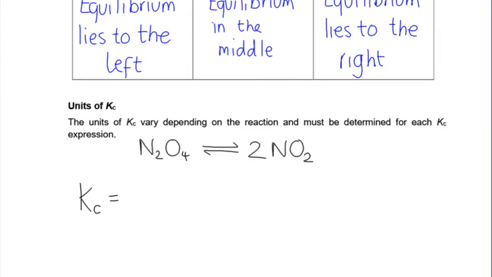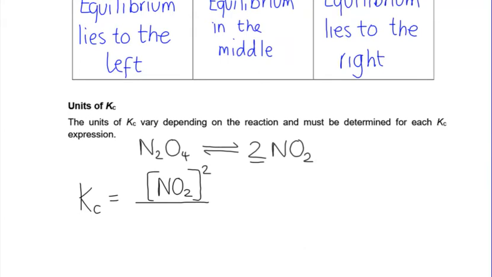It's going to be the products. So on the top of our fraction we want the products. So the product is only one thing, NO2. It has to be concentration, so these must be square brackets. If they're not square, the exam board are going to knock you marks off. And it's going to be raised to the number of moles. So why is that? Why is it raised to the number of moles? Well, it's just a shorthand, isn't it?